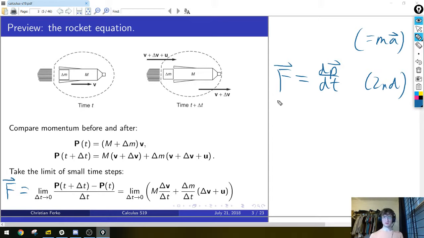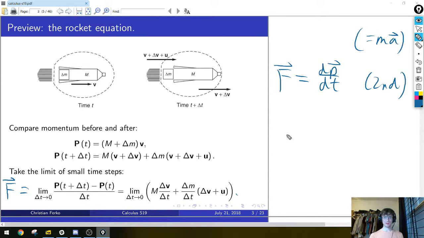So the force acting on this rocket is defined by this expression dp dt, which is shorthand notation for the limit as delta t goes to 0 of the momentum at time t plus delta t minus the momentum at time t divided by delta t. That's this whole thing. And then using that on the right-hand side of this equation, taking the difference between the second and first lines, we have, again, a limit as delta t goes to 0 of this whole quantity.